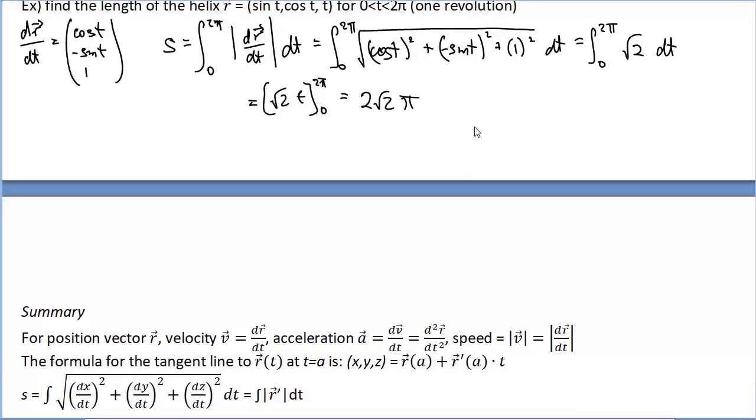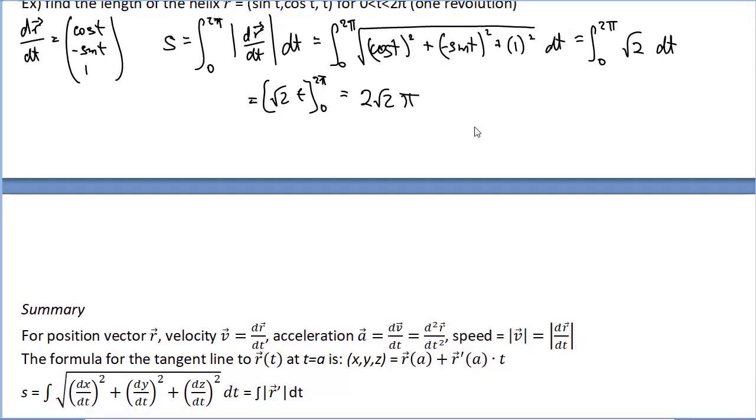And then we also have another nice application for arc length. There's a long formula for it, but the shorthand version is that arc length is just the integral of the speed dt, where the speed is just the magnitude of r prime, the velocity vector. And so that's a look at how we deal with vector functions and how we take the integral of them, and a couple of applications.